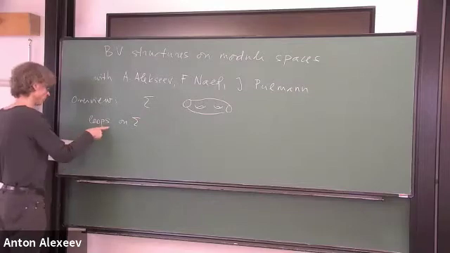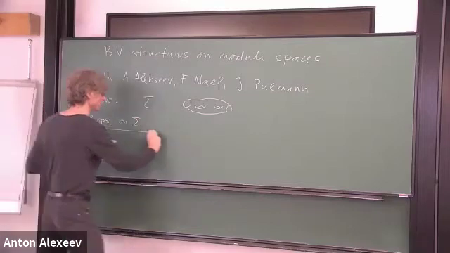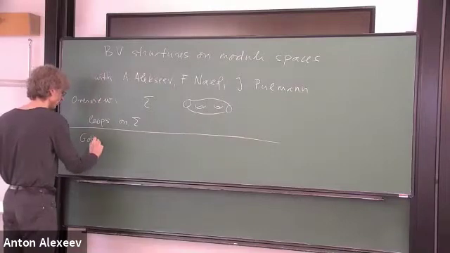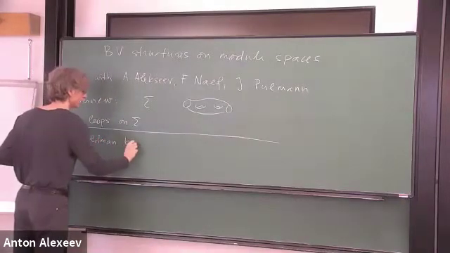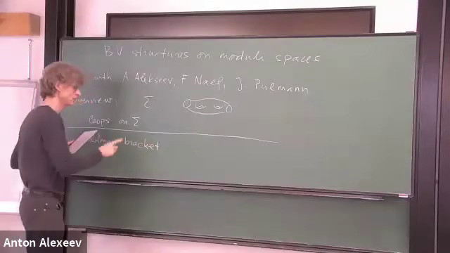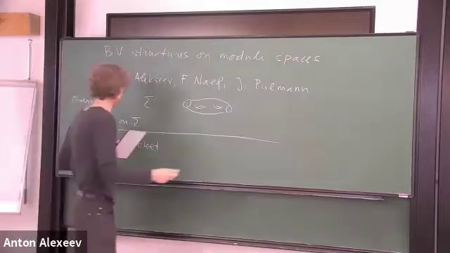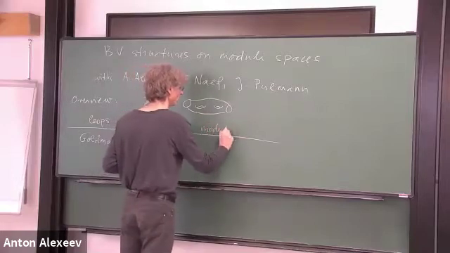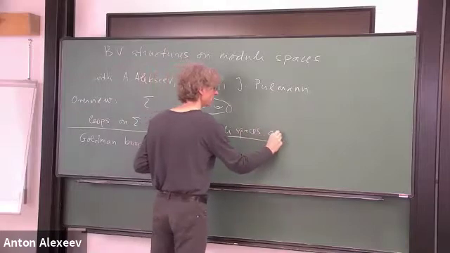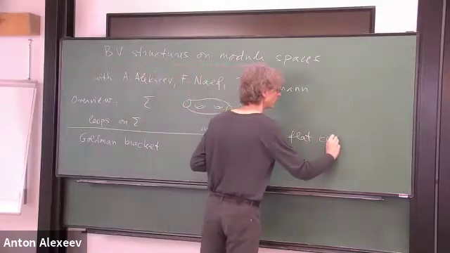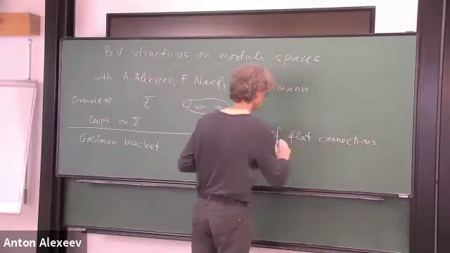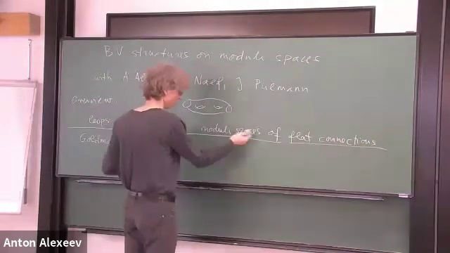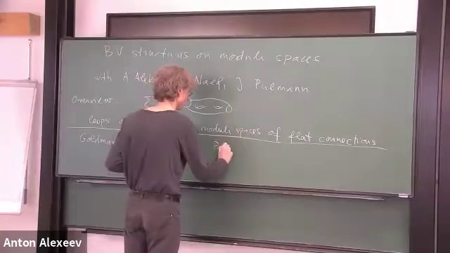Then on this, we have a Lie bracket. There is a Lie bracket which is called the Goldman bracket. And it corresponds to something on the other side. So the other side is the moduli space of flat connections or character varieties. So something which corresponds to it is the Poisson structure, the Poisson bracket.